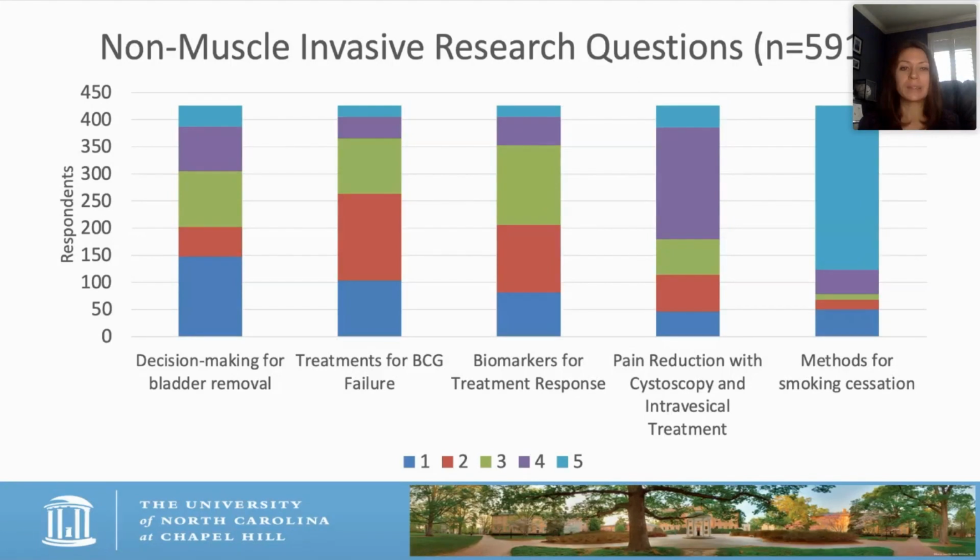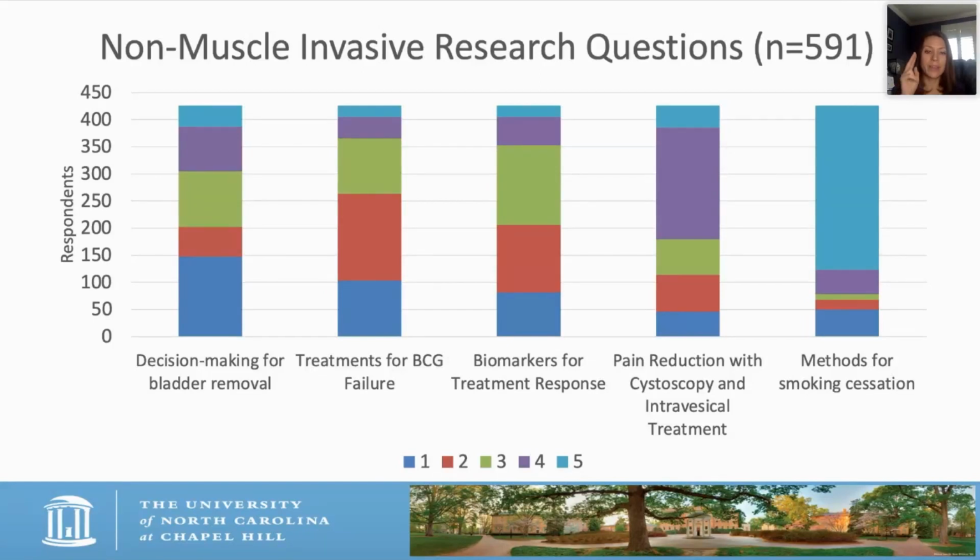But then we had all the different types of ranked questions. And the way that this works is the darker blue is how many respondents said that this particular question was ranked number 1. And then red was how many it was ranked number 2, green number 3, purple 4, and onward. So you can see that on the very left, the most people ranked number 1 the decision making for bladder removal.